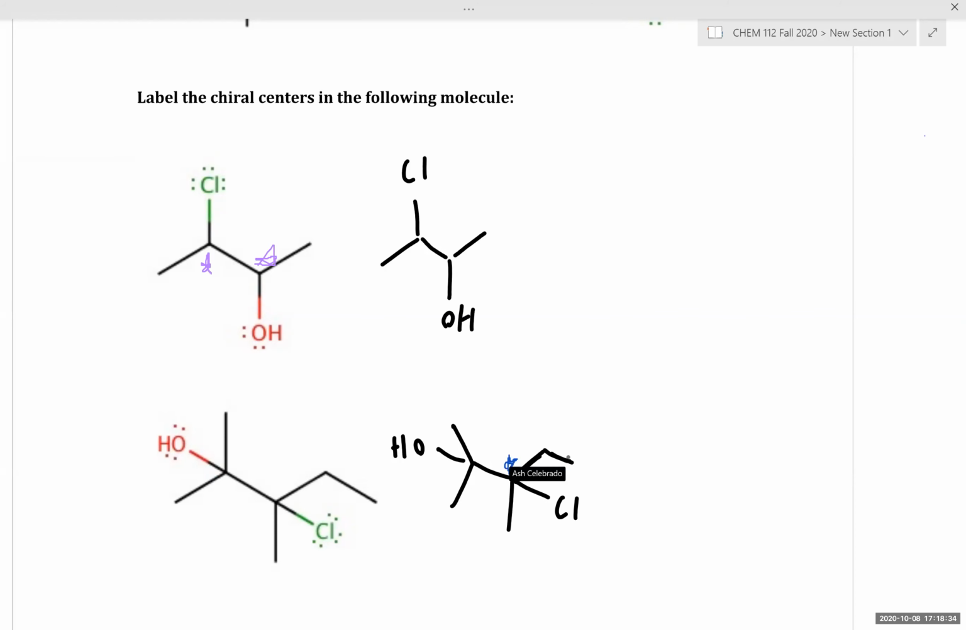Would anyone like to share some proposals? Ah, perfect. So we have a proposal for the chiral centers in the second compound. Let's spend about another 30 seconds on this example. And if anyone else would like to contribute their proposal for their chiral center assignments, don't be shy to break out the annotate feature and draw and label your proposed chiral centers.